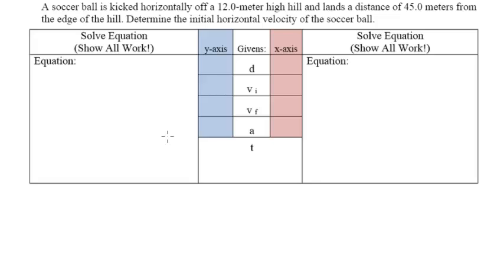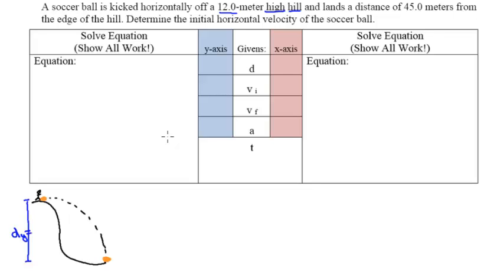Of the situation. And so here is a student, and they have a soccer ball, and they kick it out down the hill. Let's see, and the soccer ball is kicked horizontally off of, and we need to be careful about this, a 12.0 meter high hill. Which axis is that? That is the x-axis. And so that is a distance, that's a y-axis.